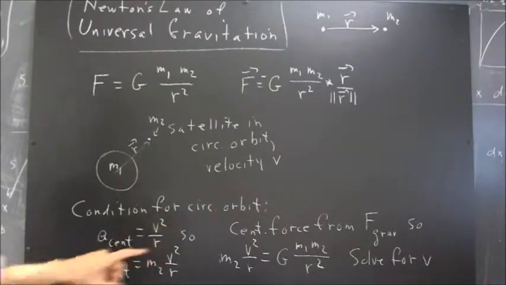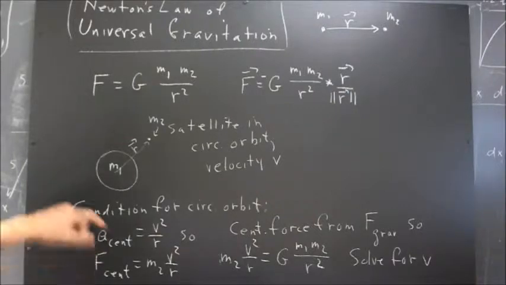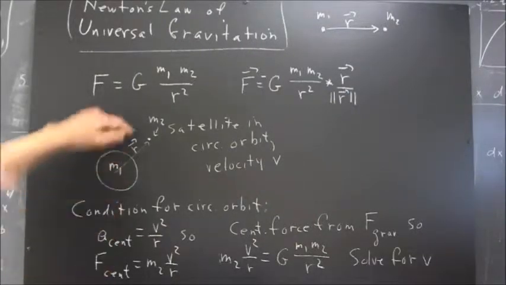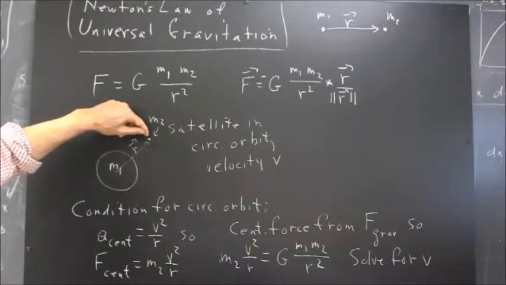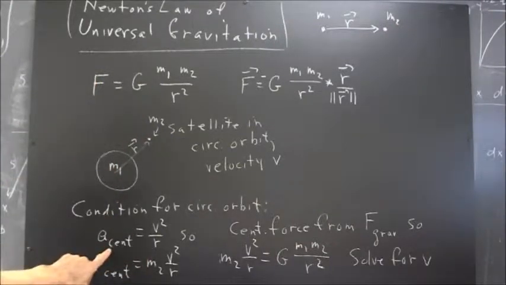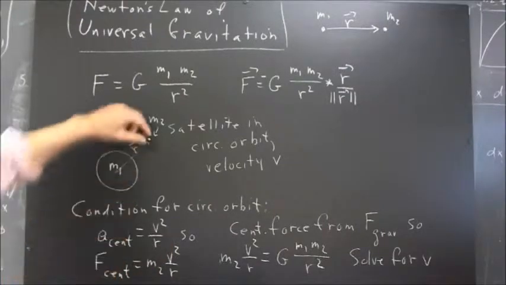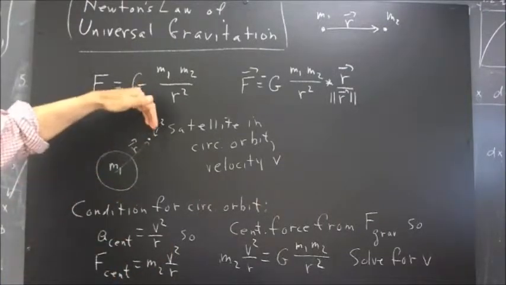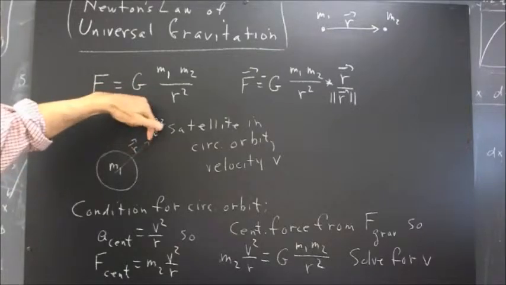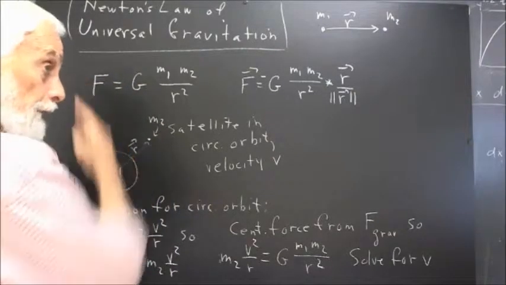So for a circular orbit, you're going to have centripetal acceleration of v squared over r. That means the centripetal force on this mass M2 is mass times acceleration, M2 times v squared over r. So you have a centripetal force that keeps turning this mass toward the center of the planet as the mass tries to fly off in a straight direction.